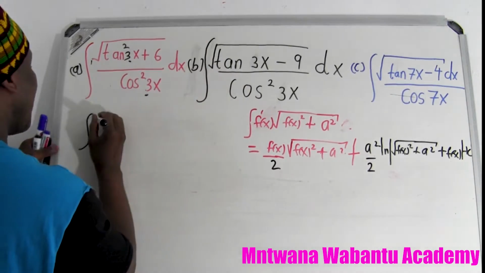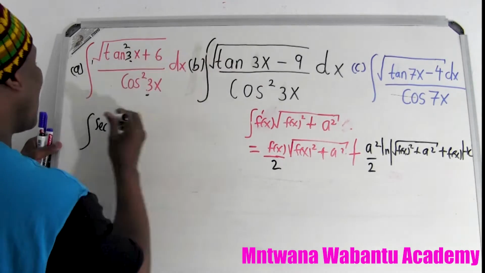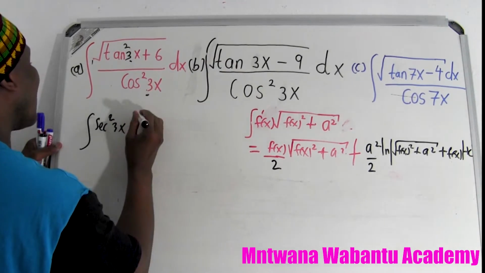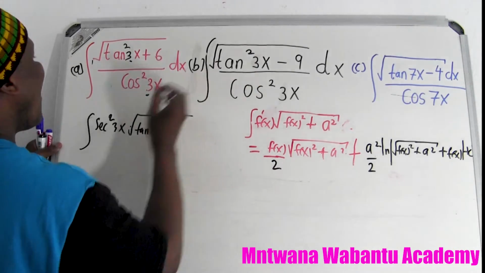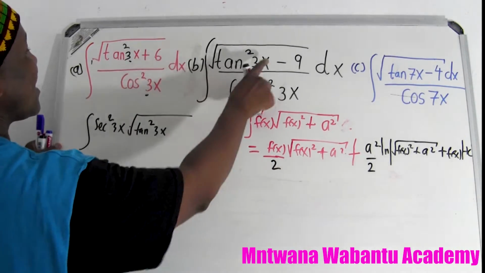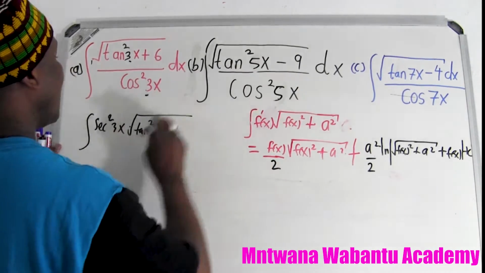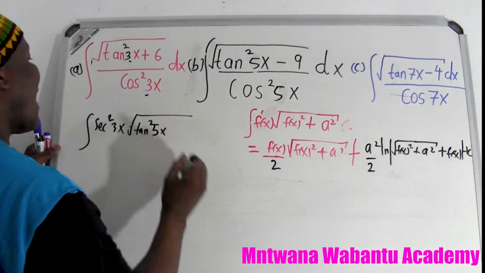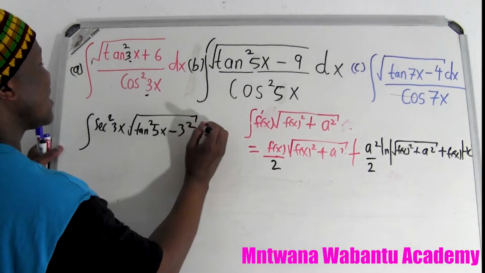Okay, this is going to go to the top. It's going to be sec, because it's 1 over cos, sec squared, and there's going to be 3x. Okay, we have a root tan 3x squared. Why do I forget the square every time? Okay, let's change the number here. Let's say 5, and let's say 5 also. So this is going to be 5x, and then minus 9. What is 9? 3 squared. That's all, and then dx.